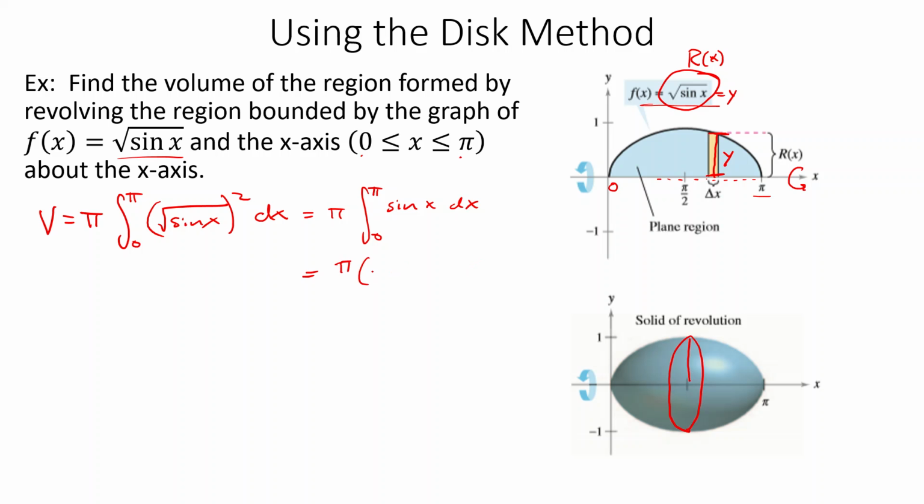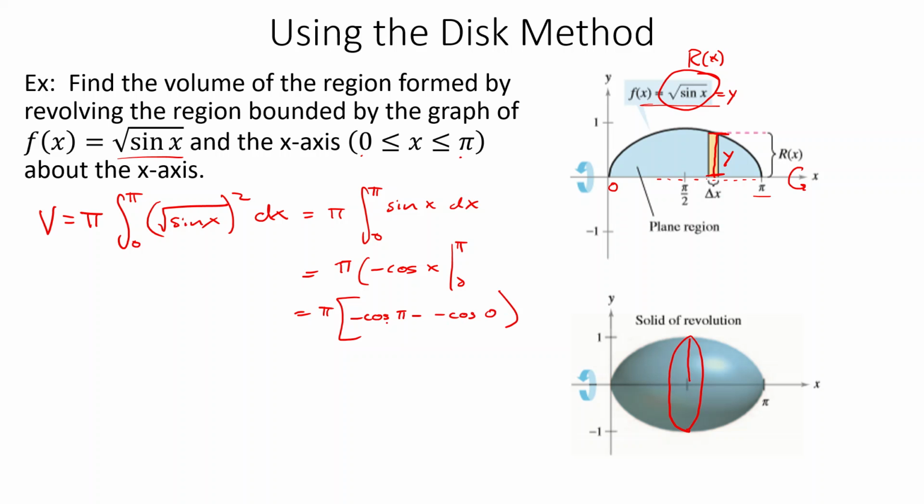I think it's negative cosine. There we go. From 0 to pi. And now we plug in pi. I'm just going to leave this pi out front. So we get negative cosine of pi minus negative cosine of 0.